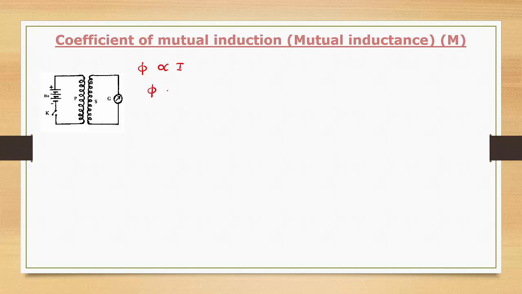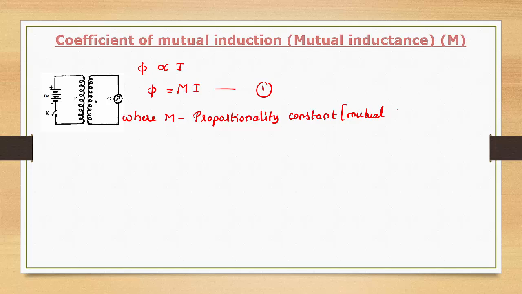Or we can write phi is equal to, instead of the proportionality sign, a proportionality constant M, so phi equals M I. Let us take it as equation number 1. What is M here? M is the proportionality constant, and this is called mutual inductance, or the coefficient of mutual induction. Phi equals M I, equation number 1.